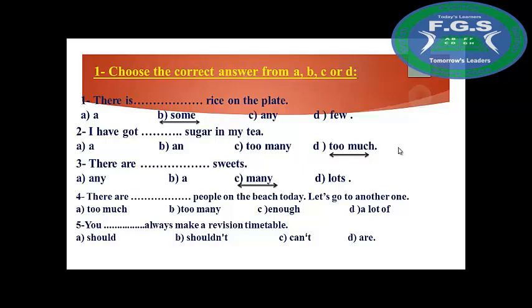Number 4. There are people on the beach today. Too much people on the beach today. Or too many people on the beach today. There are enough people on the beach today. Or there are a lot of people on the beach today. Yeah, I can say enough people.